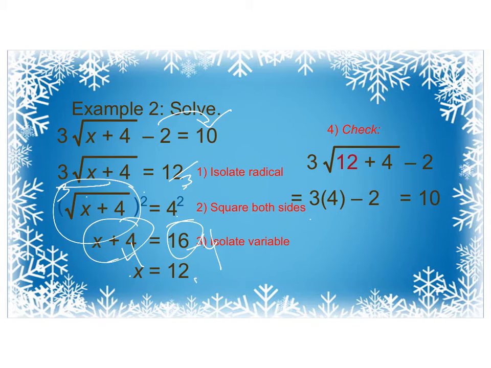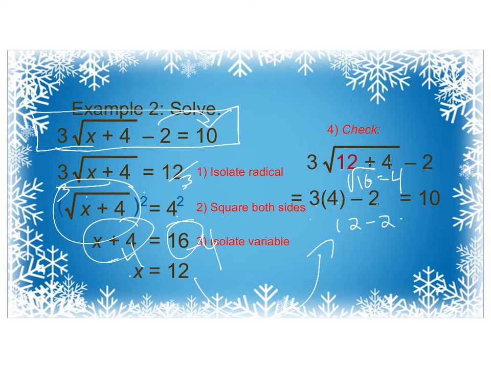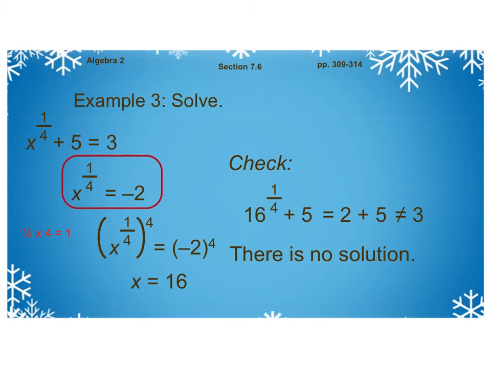Now I've got to check it. So I go back to the original equation, not one of the intermediate equations. I plug in the x of 12. 12 plus 4 is 16. Square root of 16, of course, is 4. So now I have 3 times 4 minus 2. Well, 12 minus 2 is indeed 10. So that checks. All right. Now, isolate the variable that has the rational exponent. So we're going to subtract 5 from both sides.